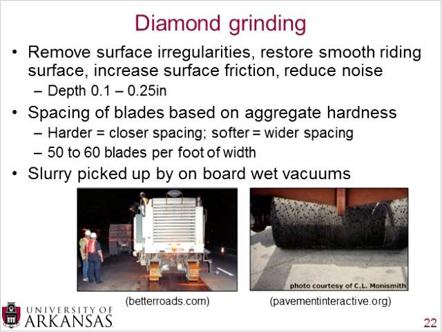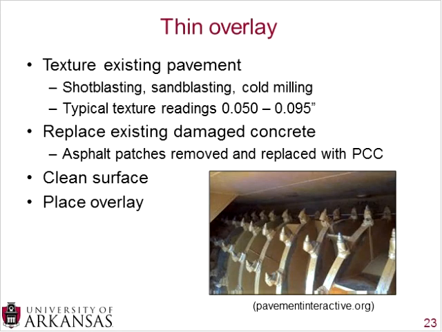When you're talking about thin overlays, the first thing that you want to do is texture the existing pavement, and that will give it a nice coarse, textured surface to adhere to. You can do this by either shot blasting, sandblasting, or cold milling. There's a picture of a cold milling machine there on the bottom. And the typical texture readings, when you're thinking of your IRI, is 0.05 to 0.095. That's the texture that you're shooting for in order to get that roughness so you get a good adhesion.